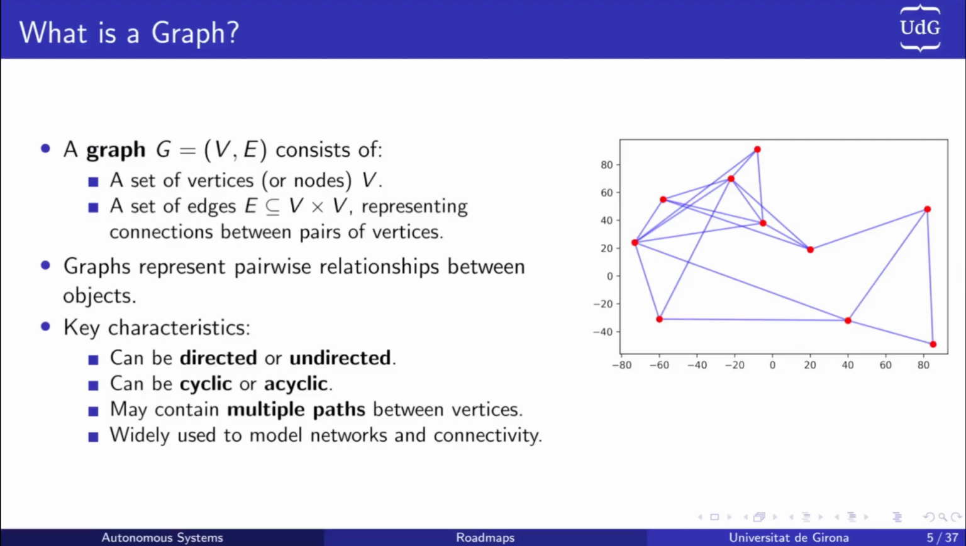Then, as I told you, roadmaps are defined using a graph. I don't know if you know how to define a graph, mathematically speaking. A graph is a tuple that contains a list of vertices and a list of edges. Sometimes instead of vertices, you may hear nodes. It's also standard. Vertices or nodes, as I told you, for us will be configurations of our robot.